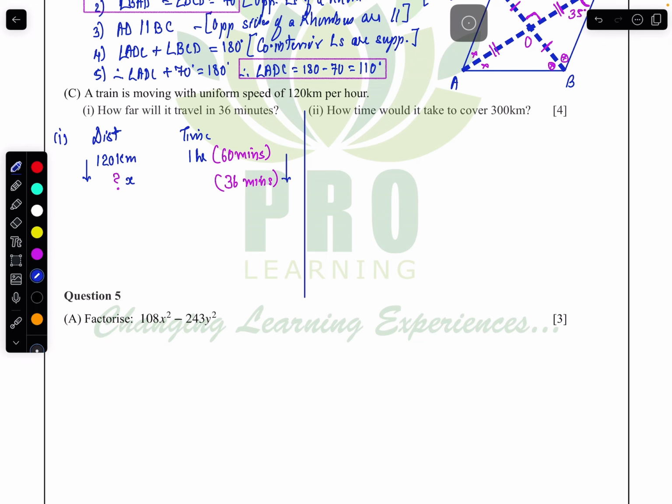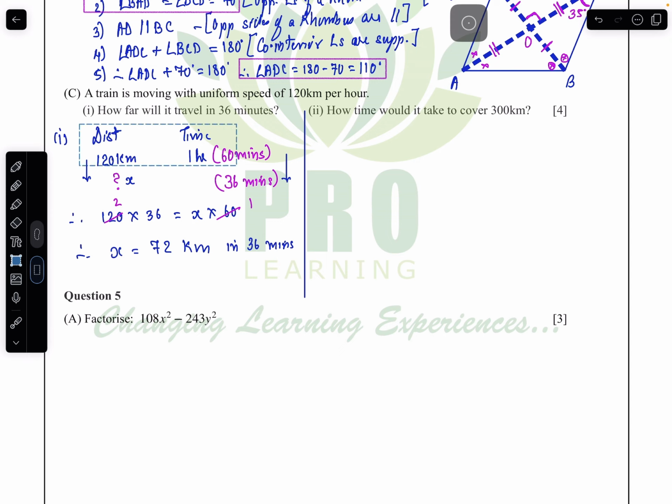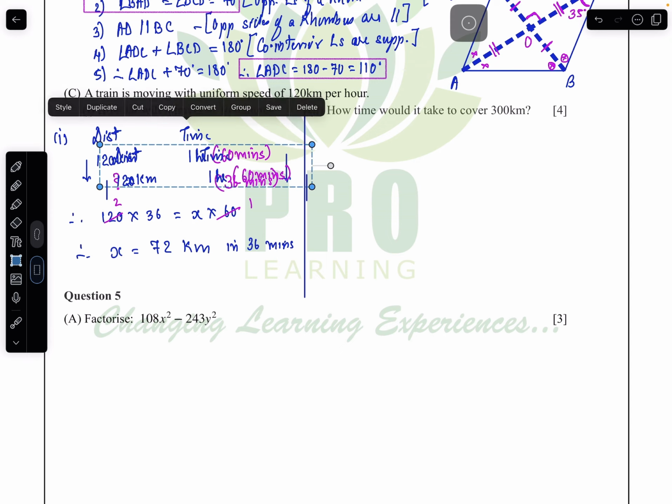Let's call this x. Therefore, 120 times 36 is x times 60. So we know 60 times 1, 60 times 2. So therefore, our x is 72 kilometers. How far will it travel in 36 minutes? It will travel 72 kilometers in 36 minutes. We go to the next part. How much time would it take to cover 300 kilometers? So we knew the same piece is going to be useful here. So we have got this piece of information.